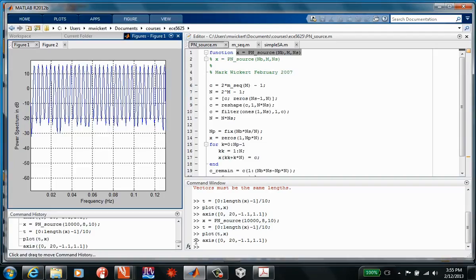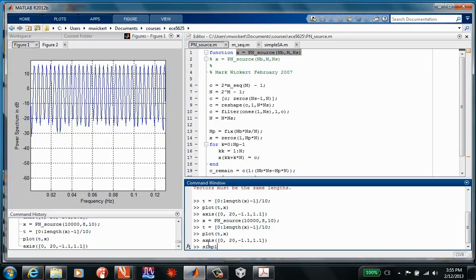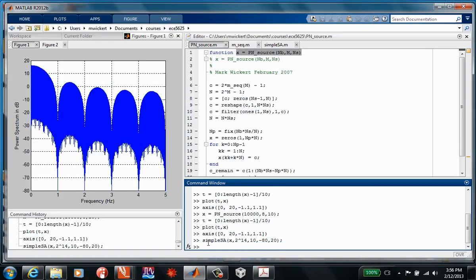So I've got another window open up here that has something that you'll be using later in the class, a little function called simple spectrum analyzer. So I'm going to do a 2 to the 14th length fast Fourier transform to approximate the power spectral density. I'm going to tell it that I've got 10 samples per bit so that I get it normalized to the bit rate. And I'm going to display it from minus 80 dB to 20 dB. So there's my line spectrum. That's a line spectrum. It's just pretty dense. You'll see that in the lab, though, for those of you in the lab.